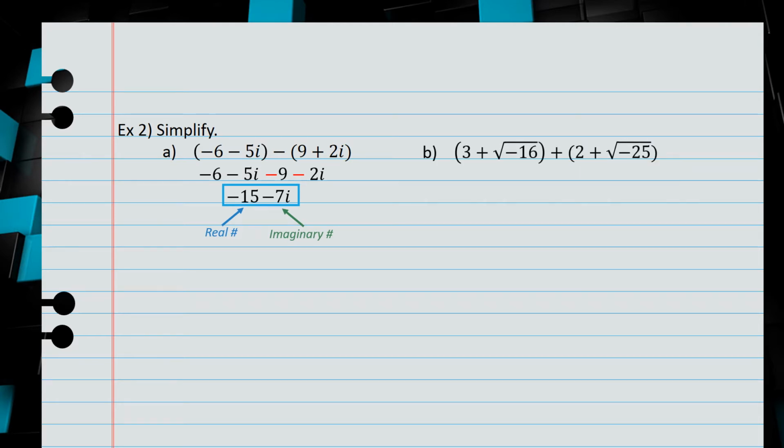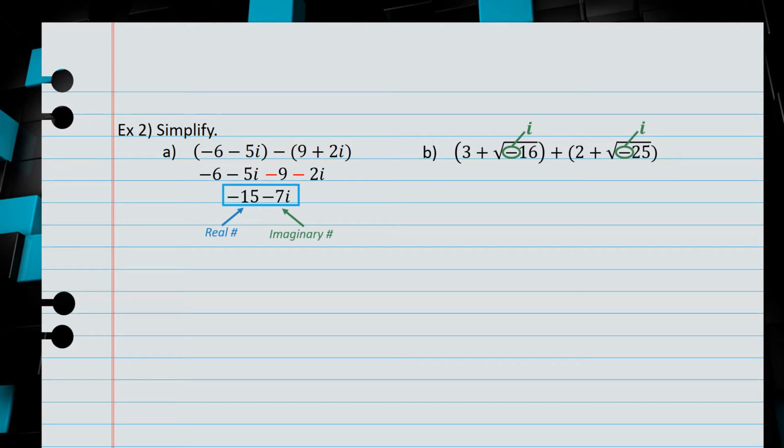For b, we have 3 plus the square root of negative 16 plus 2 plus the square root of negative 25. Now this one looks slightly different, but notice we have radicals, and specifically, what do we have under the radicals? We have a negative. And we learned when you have a negative under a square root, what letter is introduced? Well, that would be the letter i. We have it in the first parenthesis set and the second parenthesis set.